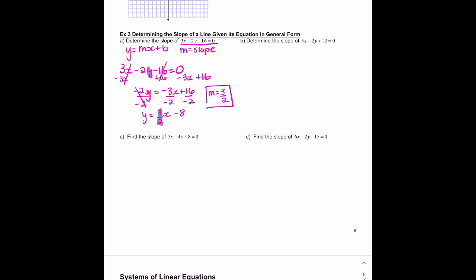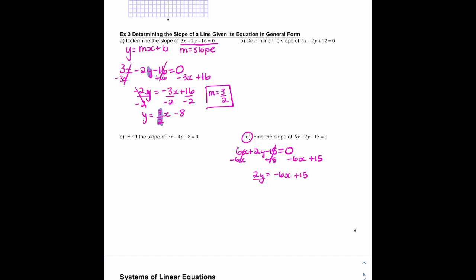All right, let's skip down. We'll do D together. So we have 6x plus 2y minus 15 equals 0. So I'm going to subtract 6x, add 15. Whatever I do to the left, I do to the right. And on the left, I'm left with 2y. And on the right, I have negative 6x plus 15.